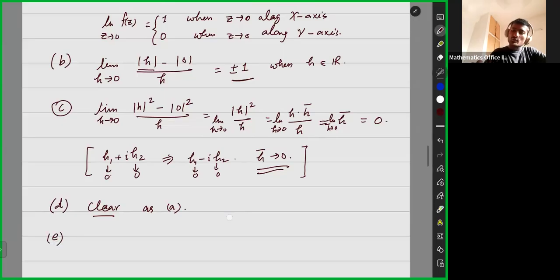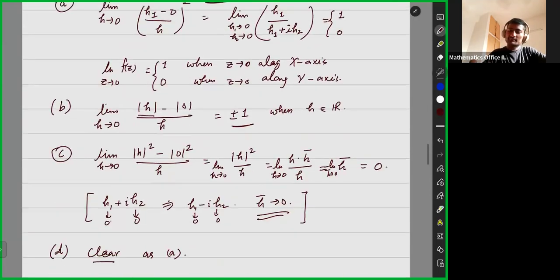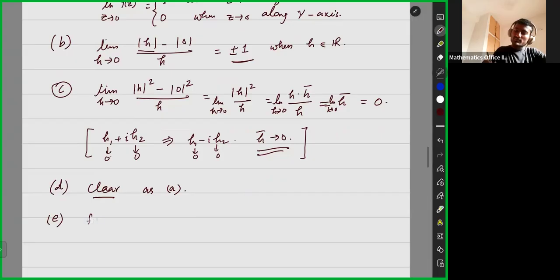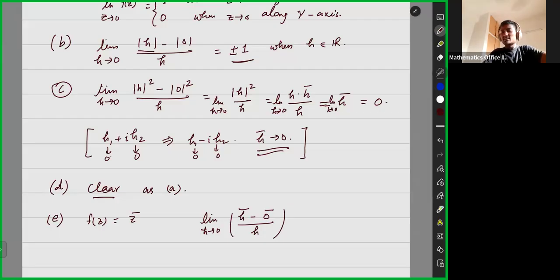About we move over to the z bar. So f(z) is z bar, and we want to check the limit as h tends to 0 of (h bar minus 0 bar) quotiented by h, if it exists or not. We have already done this in that part C, right?